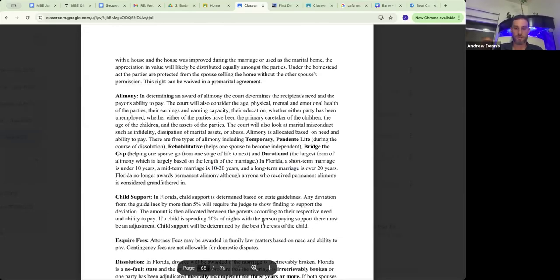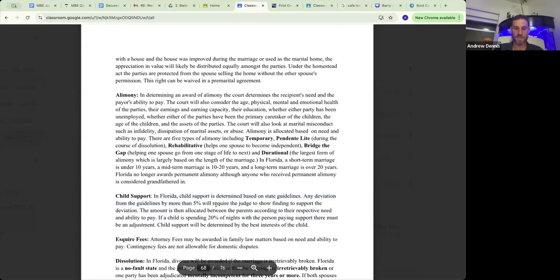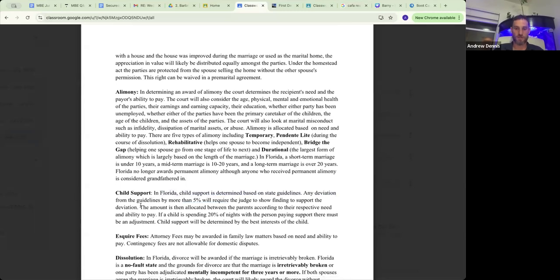Child support in Florida, child support is determined based on state guidelines. Any deviation from the guidelines by more than 5% will require the judge to show findings to support the deviation.